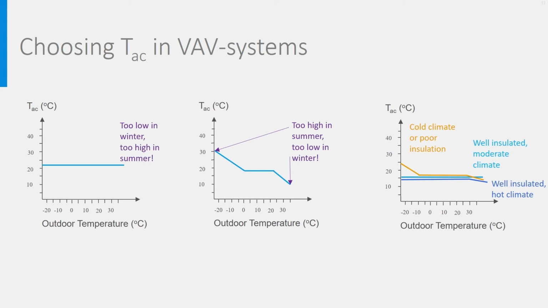By the way, modern systems would adapt the set value of TAC according to the measured outdoor temperature TO. In even more modern systems, it could be adapted based on temperature predictions, what is called Model Predictive Control, MPC.